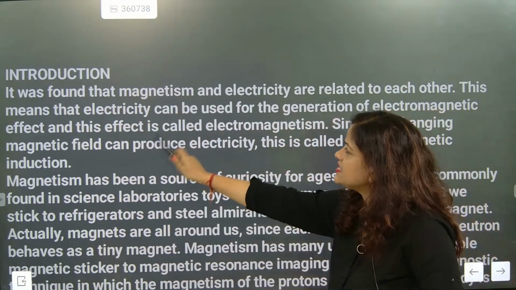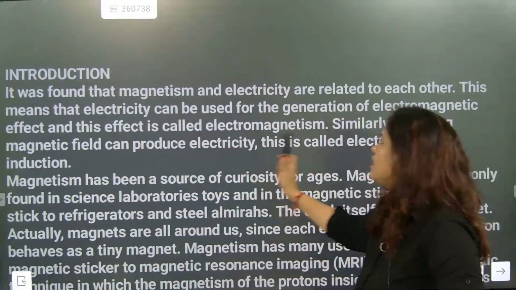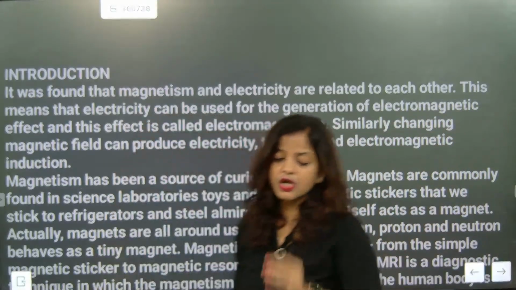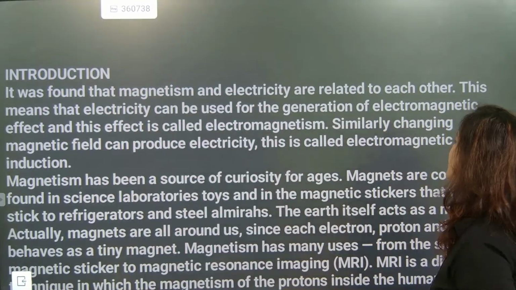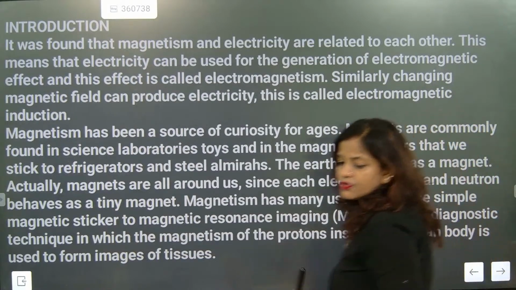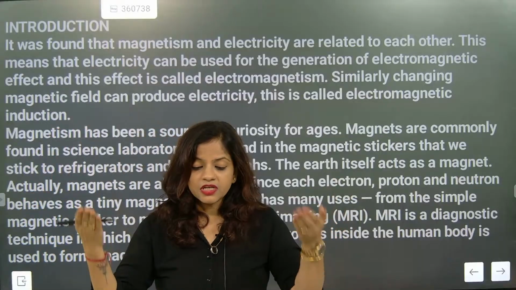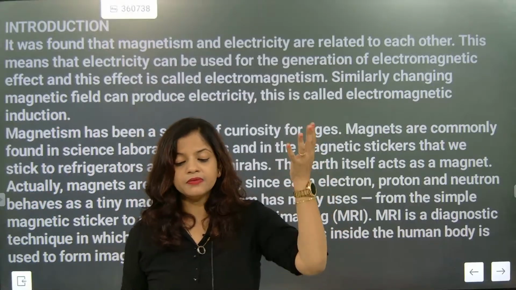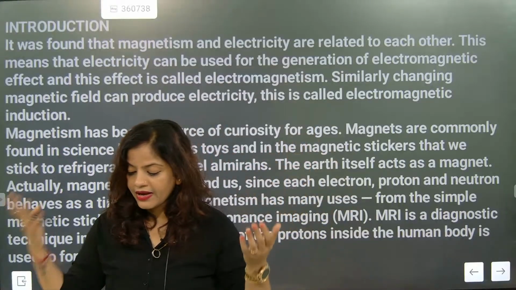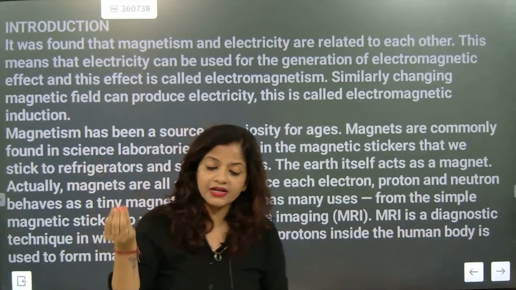This means that electricity can be used for generation of electromagnetic effect, and this effect is called electromagnetism. So 100%, electricity can be used to generate electromagnetic effect. Now, a changing magnetic field can also produce electricity, and this is called electromagnetic induction. See, electromagnetism and electromagnetic induction are two different things. Understood?